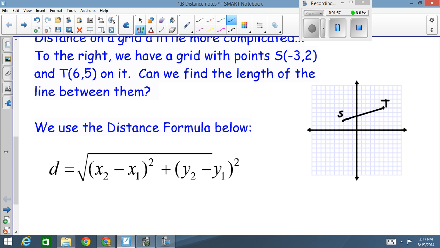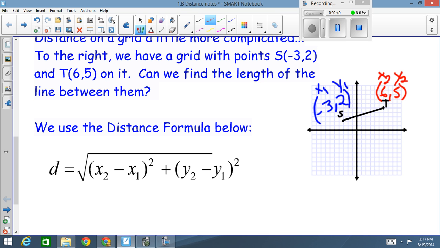They gave us 2 points. S is the point (-3, 2), and T is the point (6, 5). Each of these points is an X and Y coordinate pair, an ordered pair, but I can't call each of them X, because then X is either -3 or 6, and I have no way to tell the difference between them. So one of the points you have to call X1, Y1, my first point. And the other one we're going to call X2, Y2, my second point.